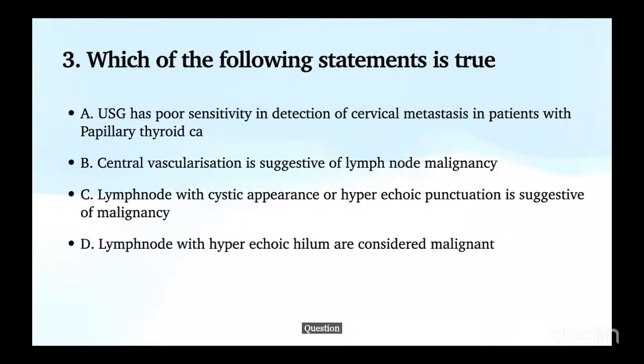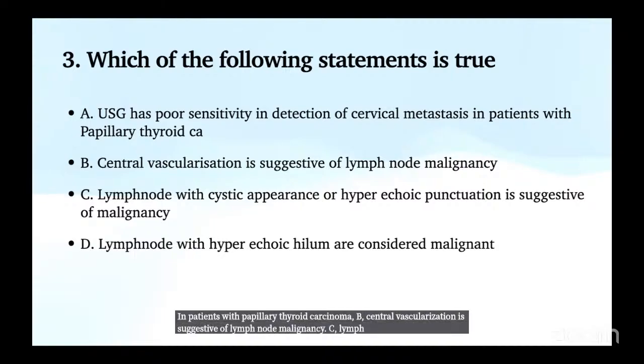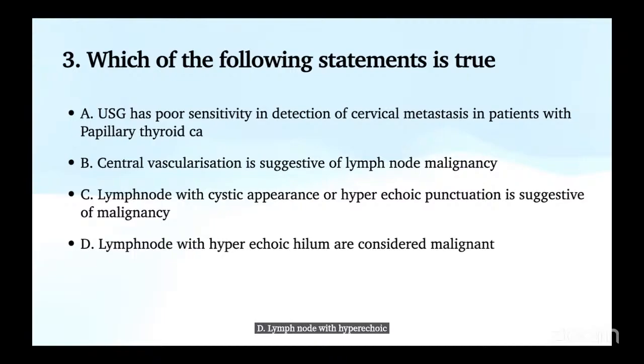Question 3. Which of the following statements is true? A. Ultrasound has poor sensitivity in detection of cervical metastasis in patients with papillary thyroid carcinoma. B. Central vascularization is suggestive of lymph node malignancy. C. Lymph node with cystic appearance or hyperechoic punctation is suggestive of malignancy. D. Lymph node with hyperechoic hilum are considered malignant. Next.